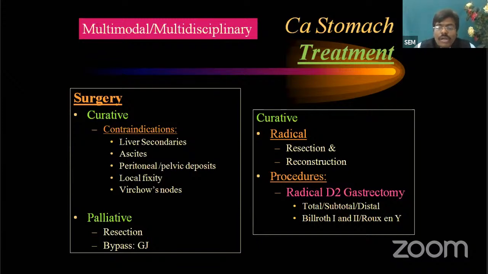Then once you remove the organ, you need to reconstruct the area. In other words, the esophagus is there, the stomach you remove. So how are you going to continue the transit of the food? You need to establish the continuity of the GI tract. So that's where the reconstruction comes in. The commonest single keyword for all of you to remember is what we call radical D2 gastrectomy. So what is radical D2 gastrectomy?